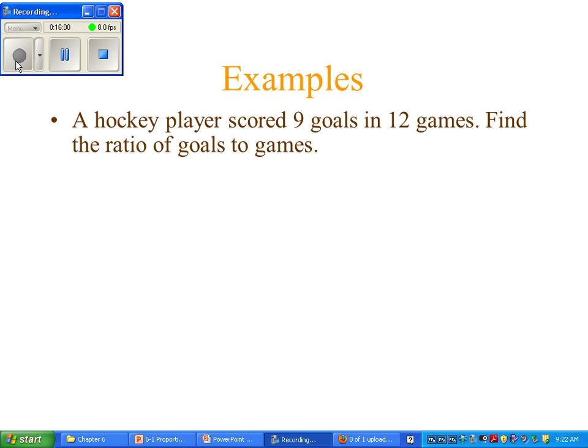A hockey player scored 9 goals in 12 games. Find the ratio of goals to games.